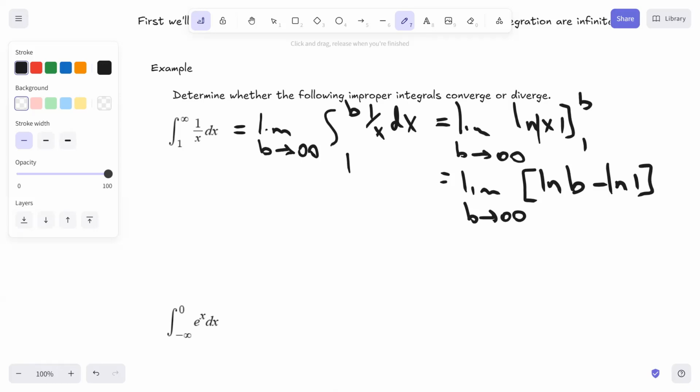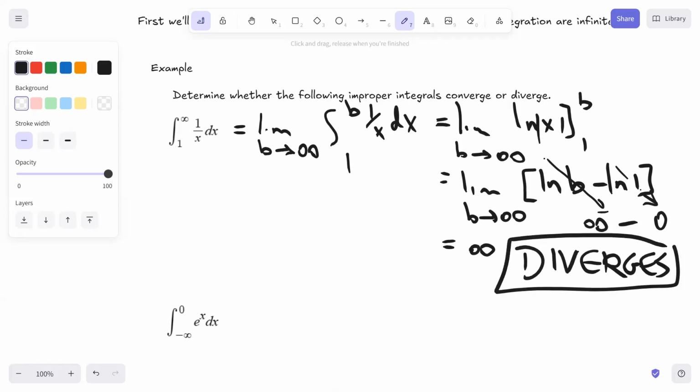And as b approaches infinity, natural log of b approaches infinity, and natural log of 1 goes to 0. So we would have infinity as our answer. So this limit is infinite, so we would say that this diverges.